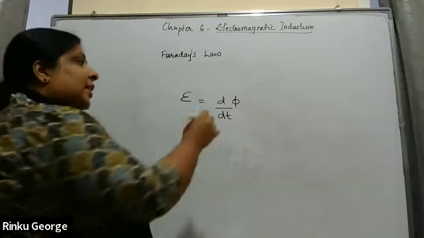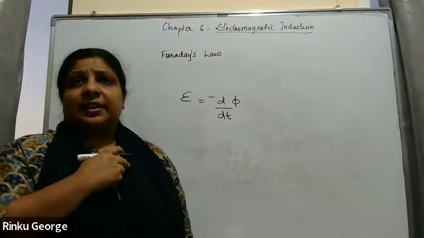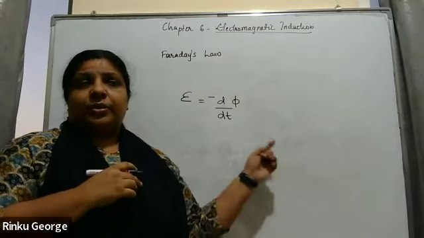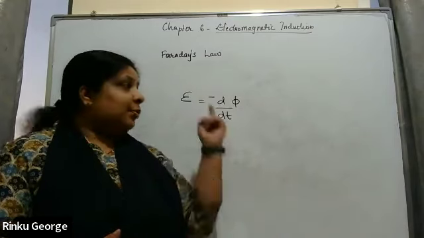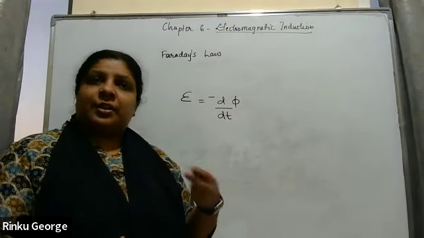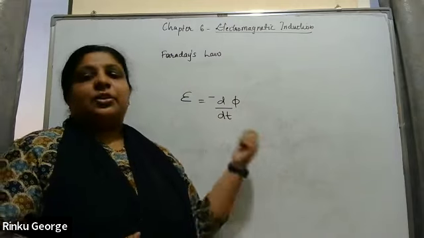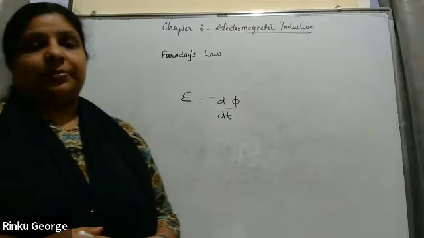Now, I will put a negative sign also. Why? Because we already studied that the induced EMF always opposes the cause. So for that, we will put a negative sign. That is a separate law that we'll be studying next. Now write the equation: E is equal to minus d phi by dt.